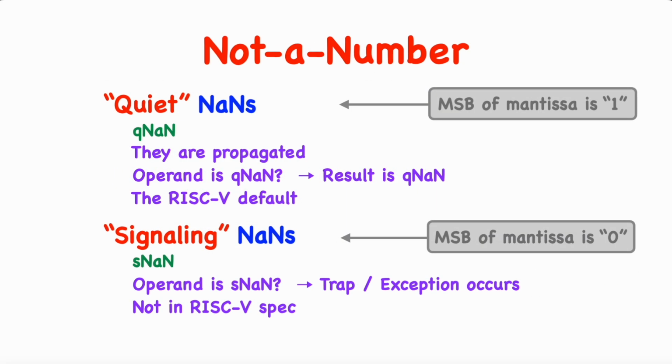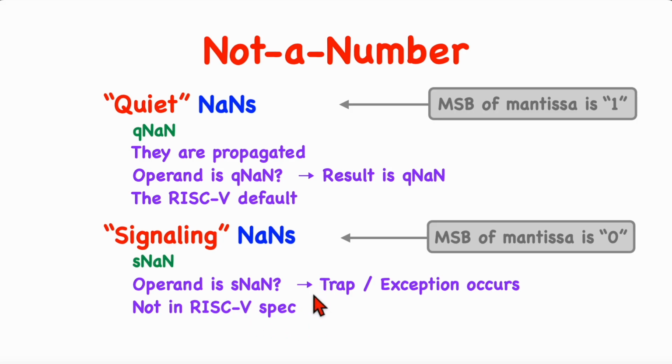I want to take this opportunity to make a slight digression, and for the sake of completeness, mention something about not a number values that you might encounter. Sometimes you see a distinction being made between quiet NaNs and signaling NaNs. Quiet NaNs are sometimes called QNaNs, and signaling NaNs are sometimes written SNaN. With RISC-V, all the not a number values are quiet by default. So signaling NaNs are just not used, and you can probably just ignore this distinction.